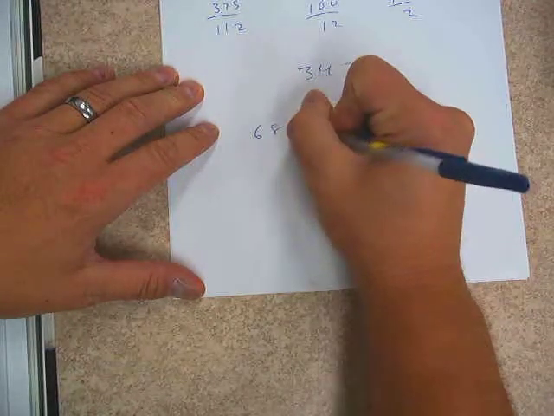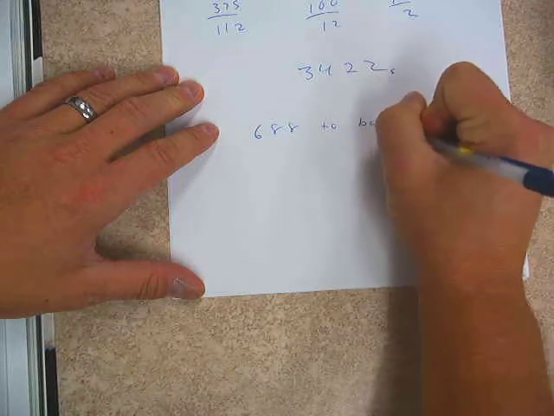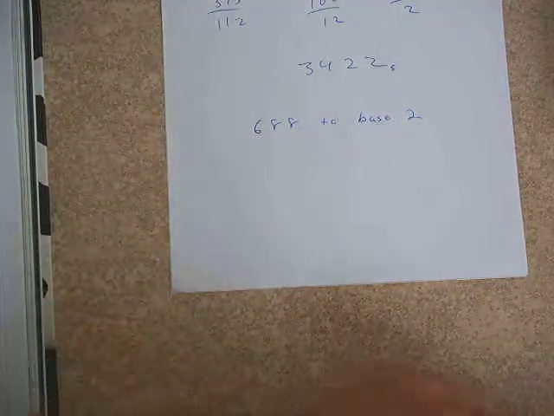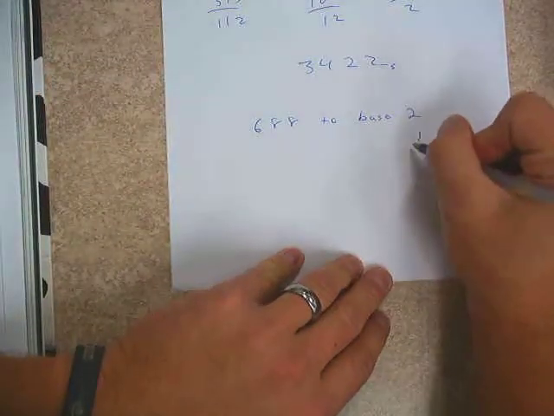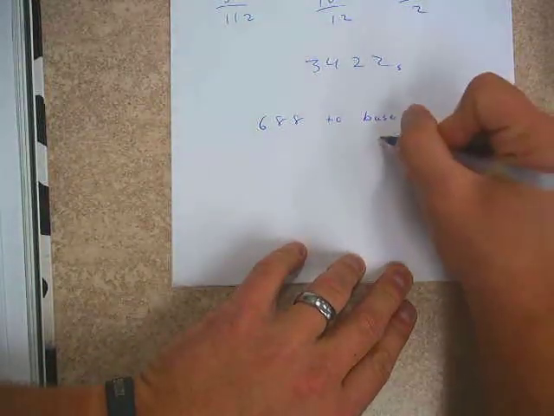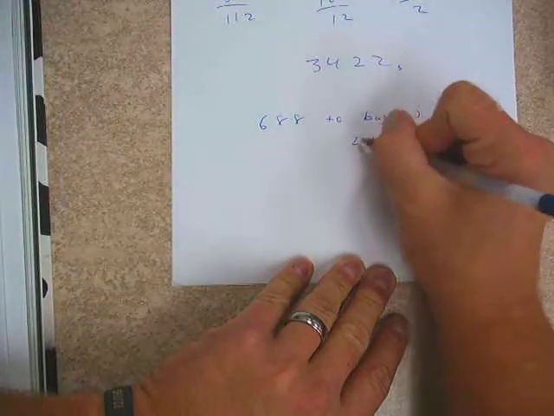Let's say we want to change 688 to base 2. So we'll change that one to base 2. First I'm going to make a list. Okay, 1 goes into 688.